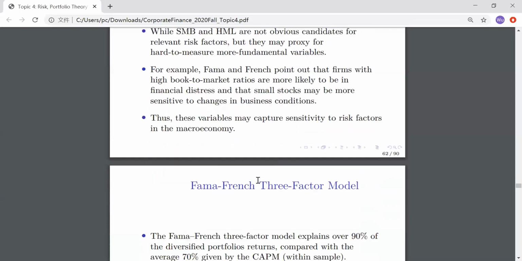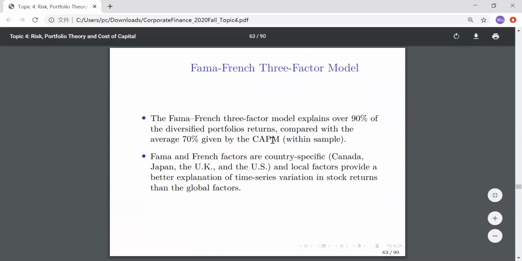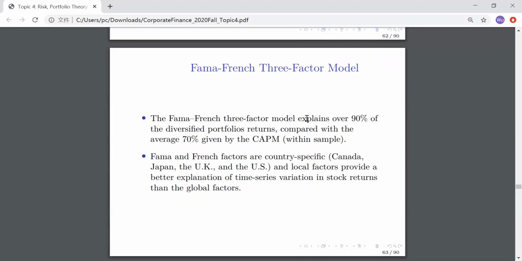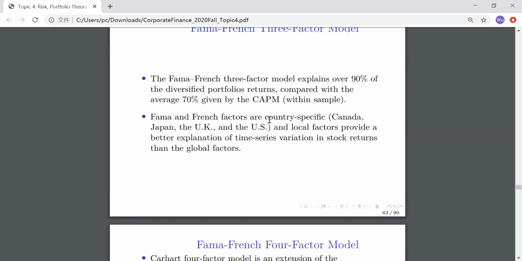So that's why these things can capture sensitivity to risk factors. And if we compare Fama-French and CAPM, the Fama-French model can explain over 90% of the diversified portfolio returns, but CAPM explains 70%, right? And based on these things, there are more and more efforts at looking at country-specific factors, right?